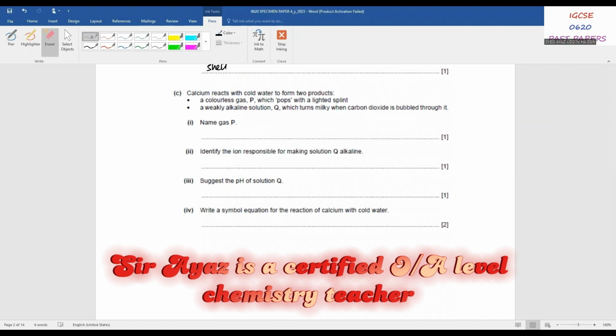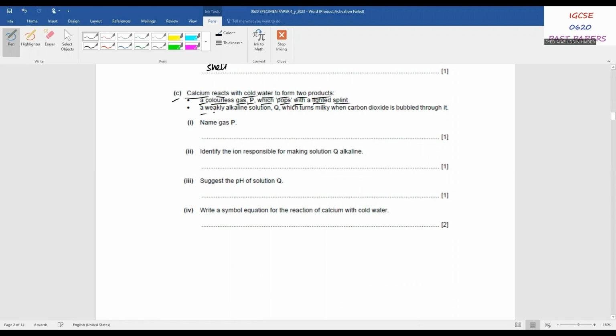Next question. C. Calcium reacts with cold water to form two products. A colorless gas P, which pops with a lighted splint. A weakly alkaline solution Q, which turns milky when carbon dioxide is bubbled through it.